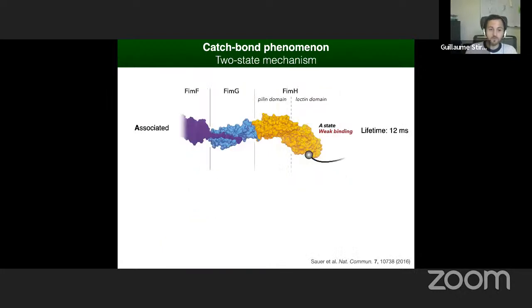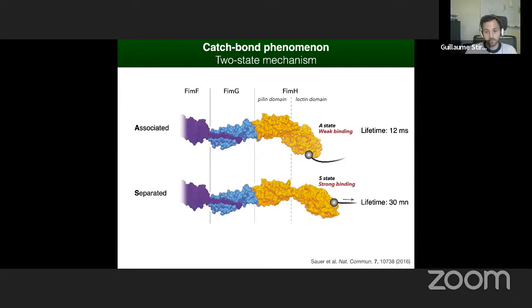And the state of the art picture is the following. This is the end of this pili, the long arm that attaches to the binding site of your epithelium, which is in gray here. And so you have two states of this end protein, which is made of two subdomains. One is associated, and this is what you see when you have basically no flow, no forces. And so the two domains you see, pilin and lectin, are pretty close together, and then there is a weak affinity for the sugar on your cell.